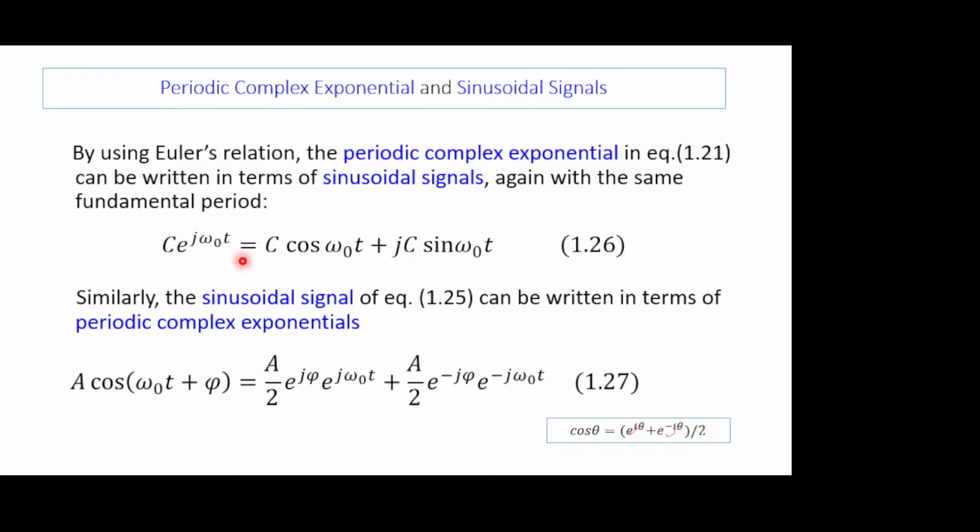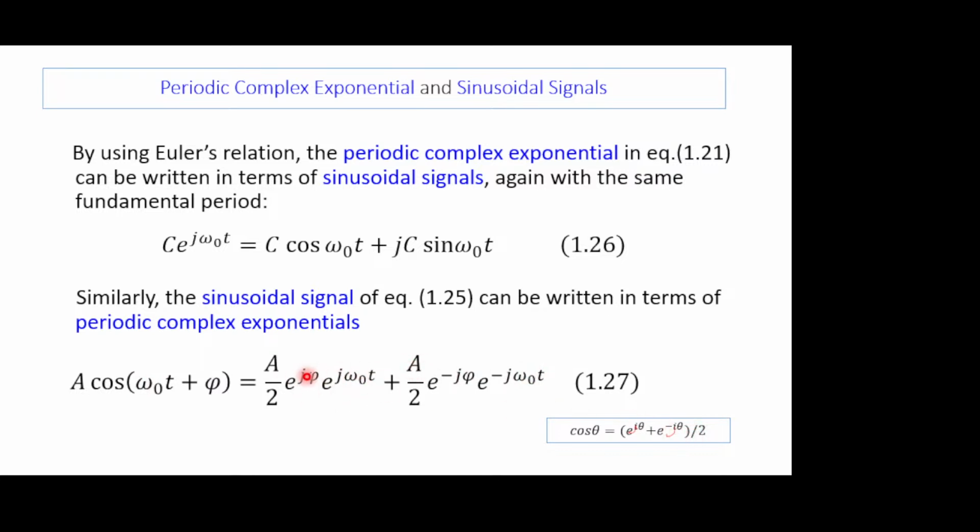So those are sinusoidal, and we can also do this in reverse direction. And that's why we talked about the reverse Euler before. So we have a cosine of omega naught t plus phi. Then we can break this back into complex exponentials. So the relationship we have here: cosine of omega naught t plus phi, we can make this e to the j omega naught t plus phi and e to the minus j omega naught t plus phi.